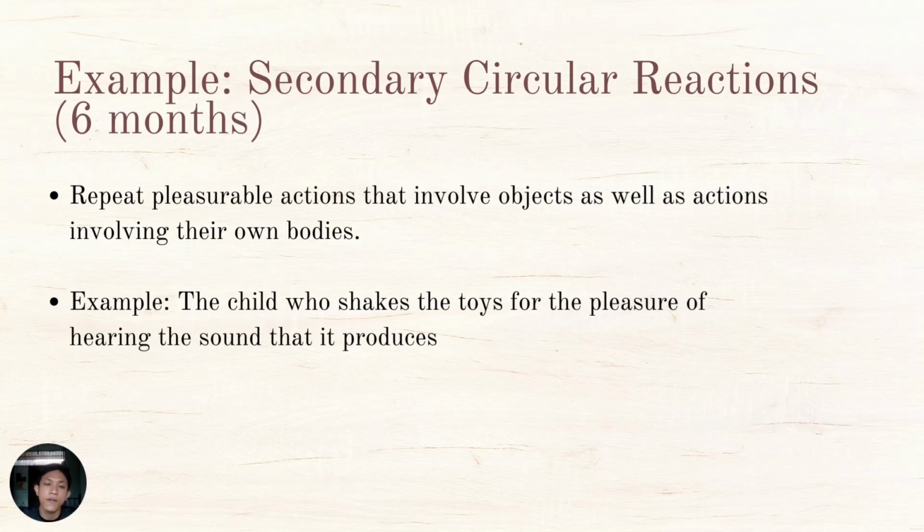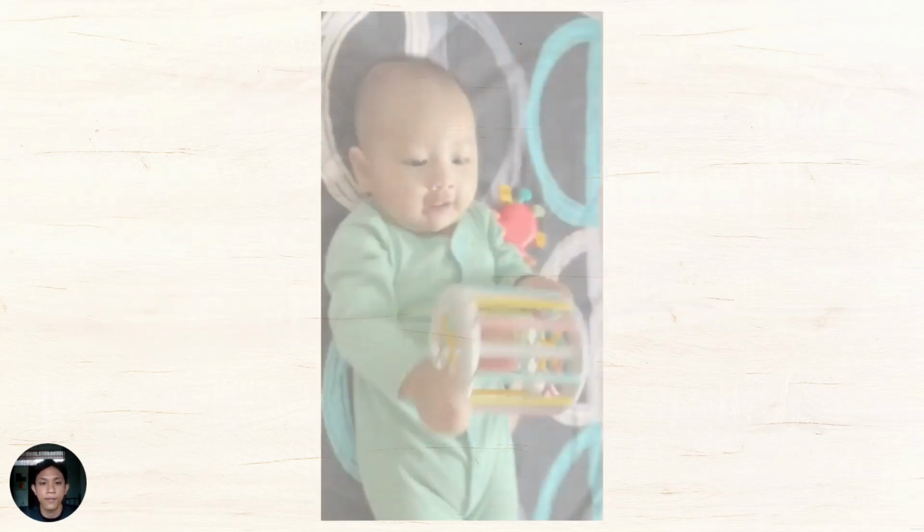The example for the sensorimotor stage, which I took from a child at 6 months, is under the secondary circular reaction substage in the sensorimotor stage. It is repeating pleasurable actions that involve objects as well as actions involving their own bodies. In this example, the child shakes the toys for the pleasure of hearing the sound that it produces.